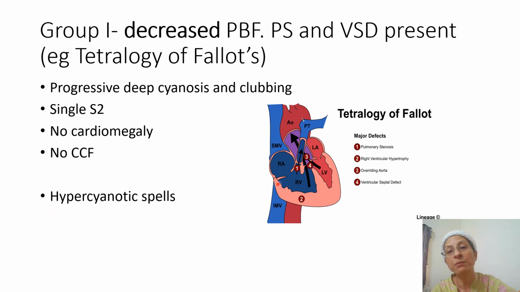So here I've shown a picture of a heart having tetralogy of Fallot, in which there's a ventricular septal defect, overriding of aorta. Aorta is committed to the right ventricle as well as the left ventricle. That is, it is getting blood from both ventricles across, and it is sort of sitting across the ventricular septal defect. There is pulmonary stenosis, due to which there is right ventricular hypertrophy.